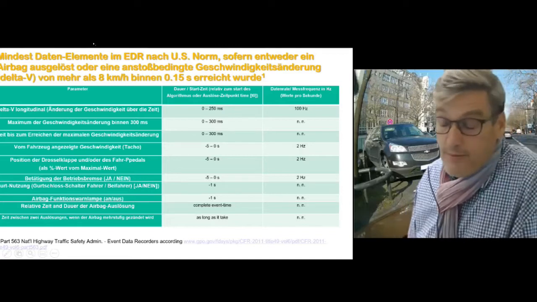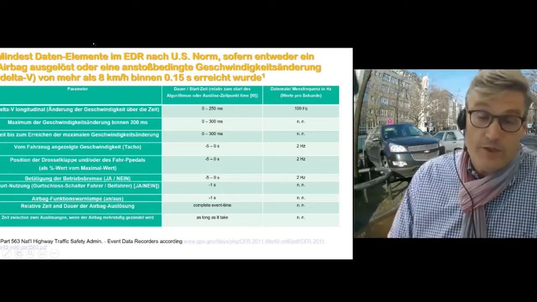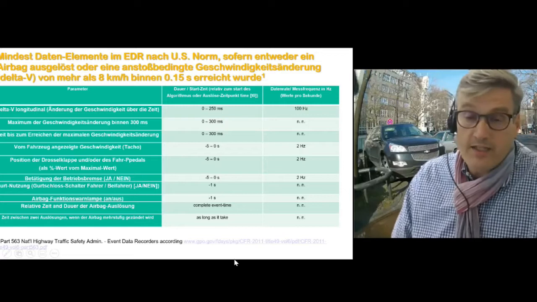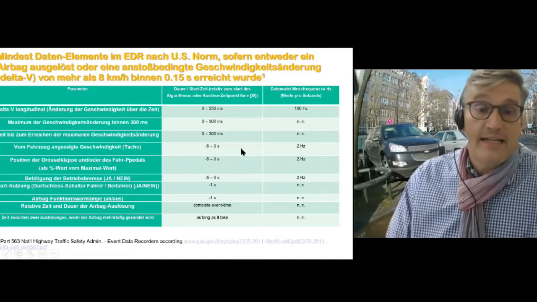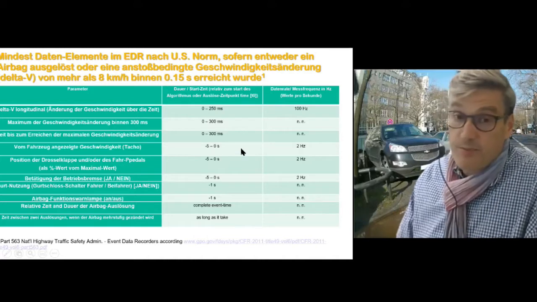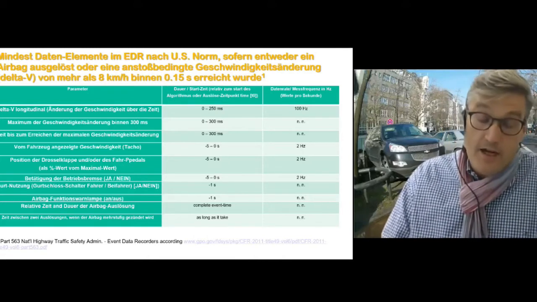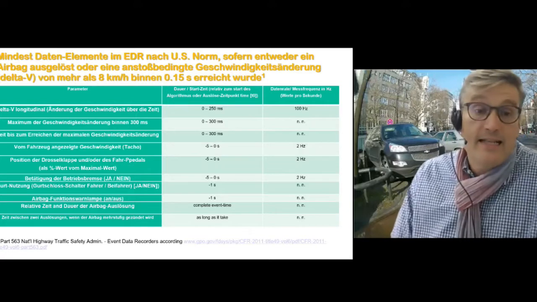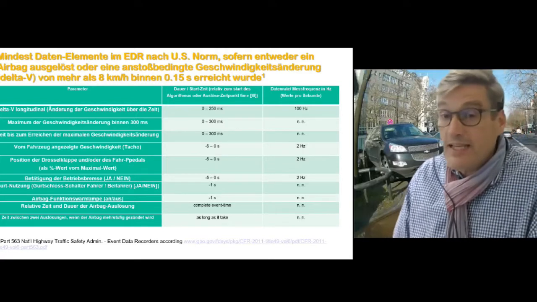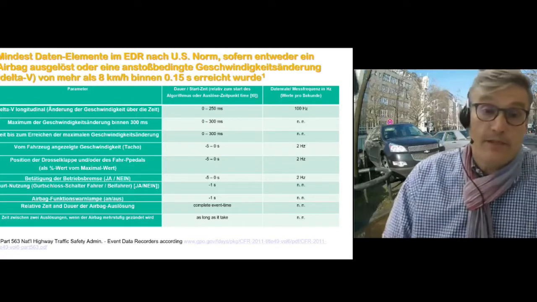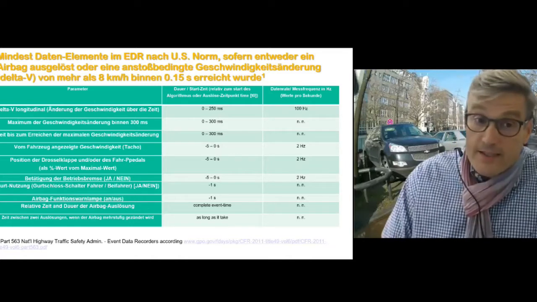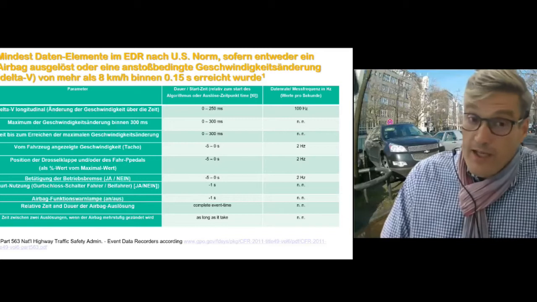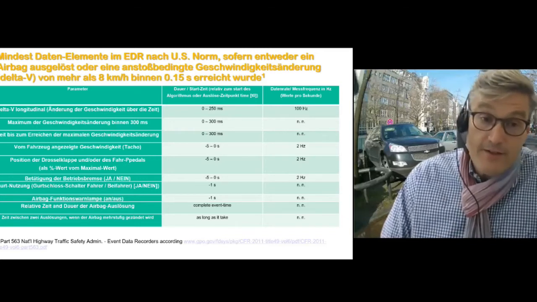The minimum parameter is the delta V, which means the change of speed over a time interval of 150 milliseconds. Then the maximum change of speed within a time increment of 300 milliseconds, and the time which was needed to reach this maximum speed change. And now we come to really important things which we never would know without this data in these event data recorders.